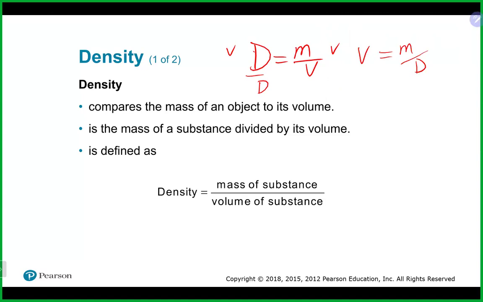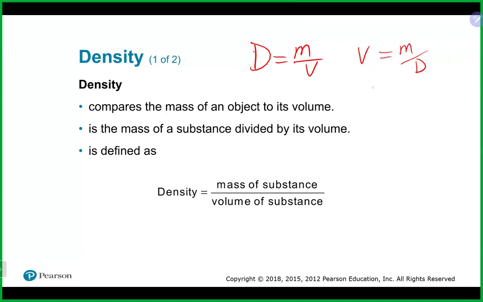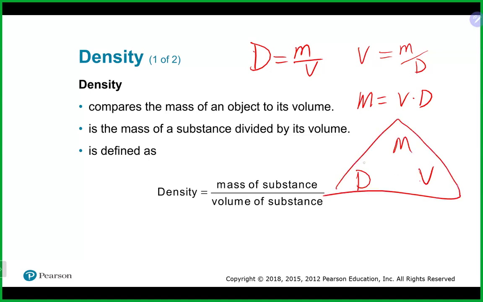Now, if we want to solve for mass, mass would be the volume times the density. Sometimes people will remember this by the DMV triangle. Everybody loves the DMV. Density is mass over volume. Volume is mass over density. And mass is volume times density.